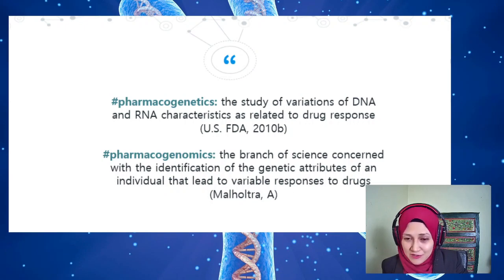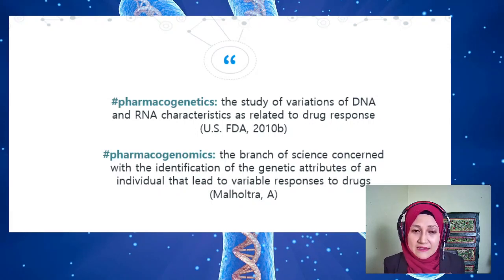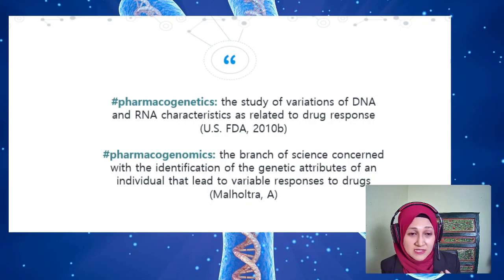Pharmacogenetics and pharmacogenomics. So what is the difference? Sometimes we can use both of these terms interchangeably. Definition-wise, pharmacogenetics is the study of variations of DNA and RNA characteristics as related to drug response. So we have the pharmaco component and the genetic component, which means we relate the genetics with the pharmacokinetics and pharmacodynamics of a drug, which later we see as a drug response or drug toxicity.